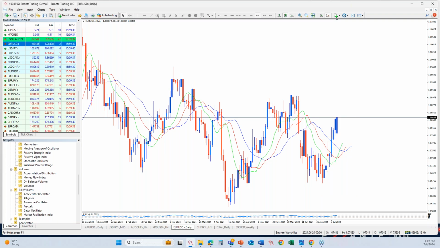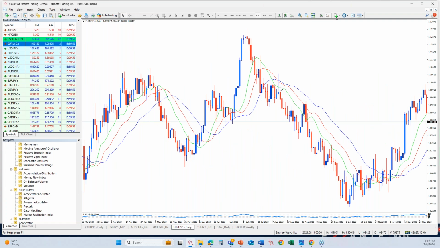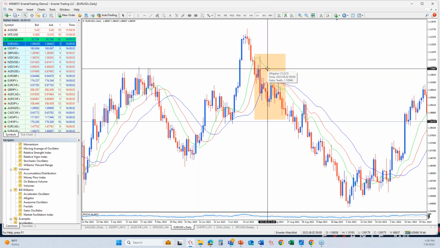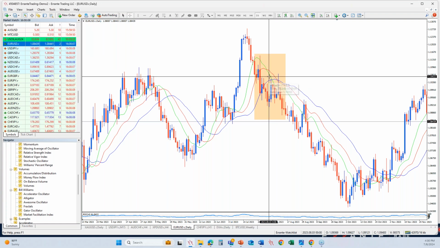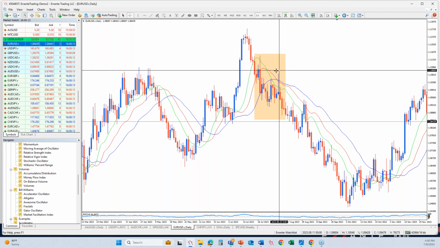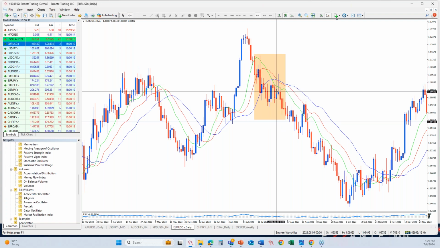So when the lips, the green line, cross below the teeth and jaw, and the 3 lines start to spread apart, this indicates a downtrend. Where we can find this, somewhere like here. We have this green line crossing below the red line, which is teeth, and then the blue line, which is jaw, and we see the price is moving below all the lines, out of the alligator's mouth. So this is an indication of a new downtrend.